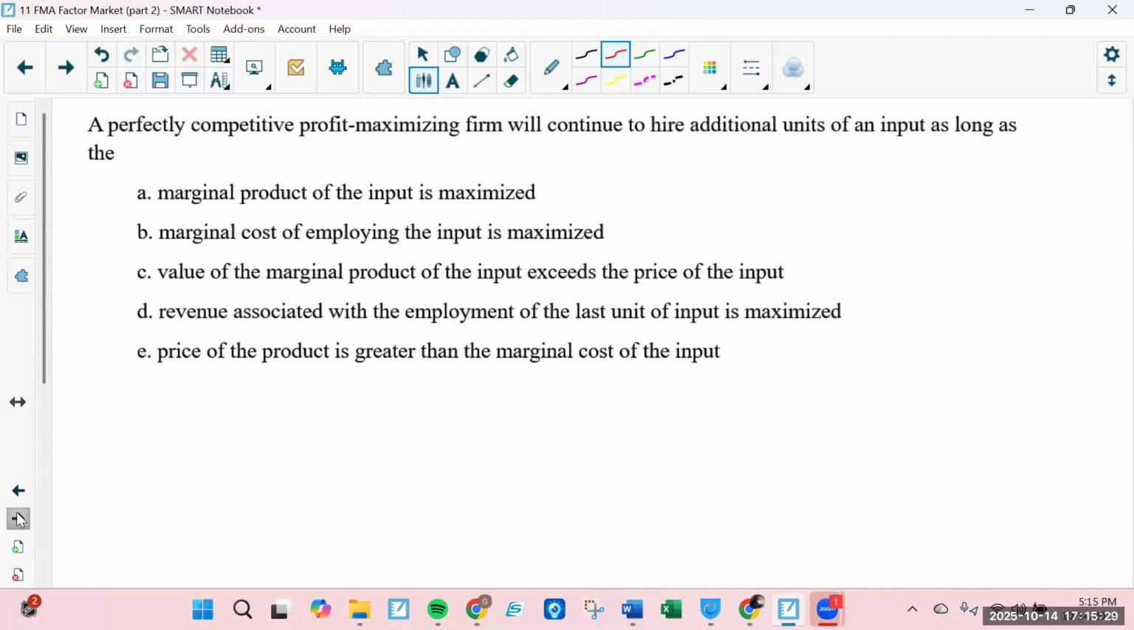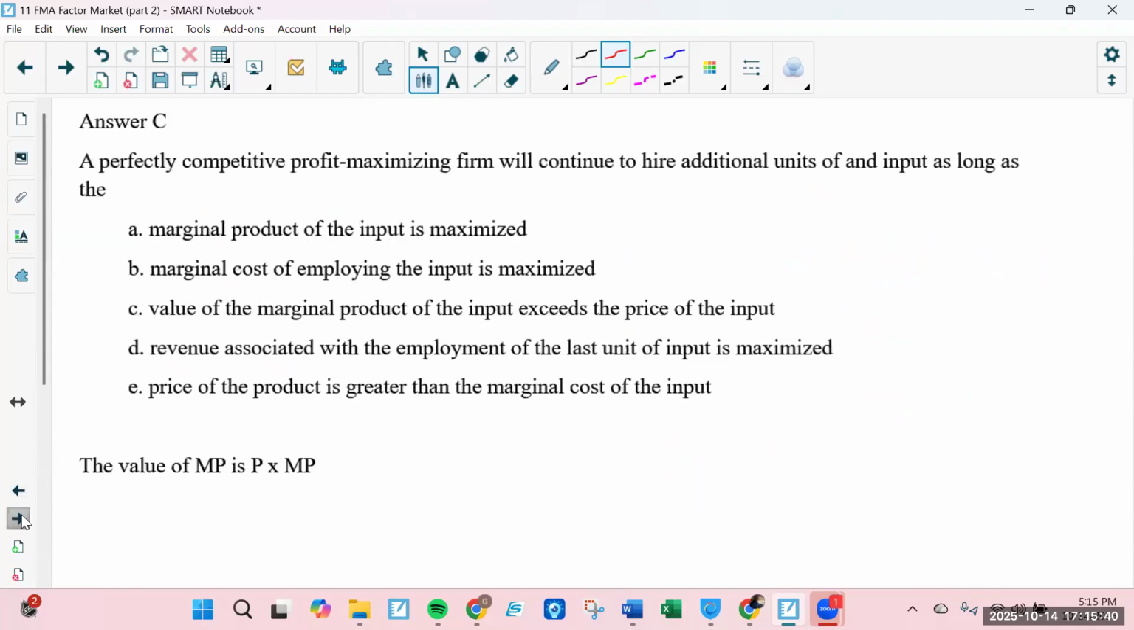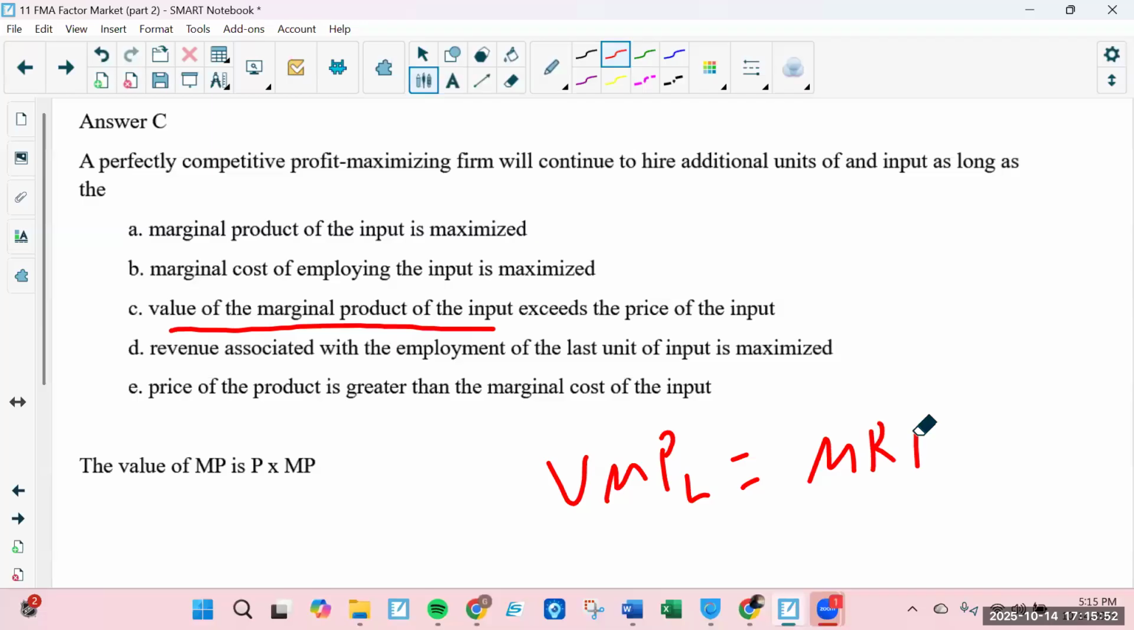Here's another one. A perfectly competitive profit maximizing firm will continue to hire units of an input as long as what? This one's a tough question. Okay. The answer here is C. As long as the value of the marginal product of the input. The value of the marginal product of labor is the same thing as its MRP at a specific point.